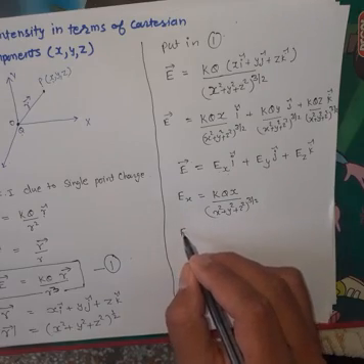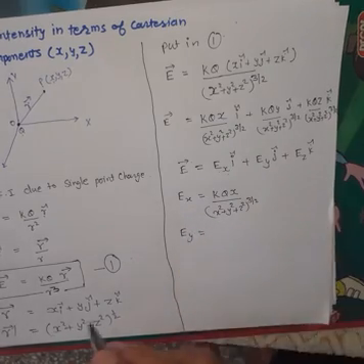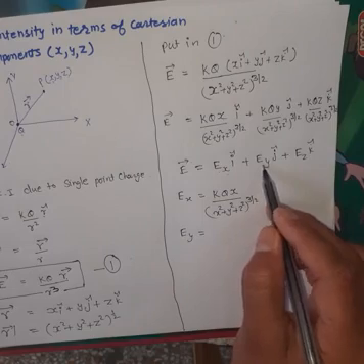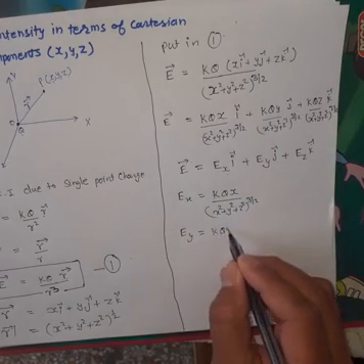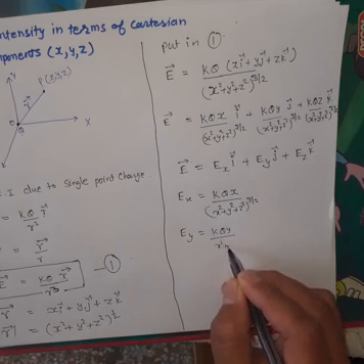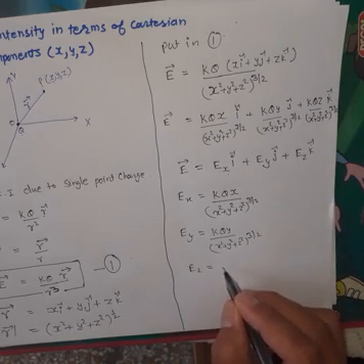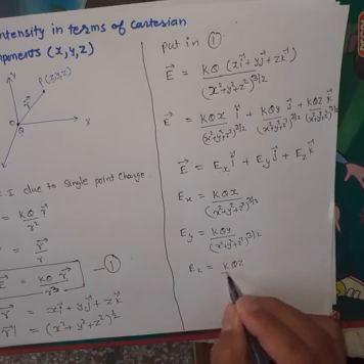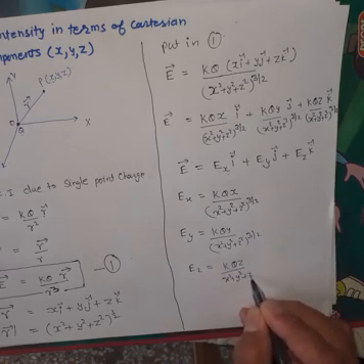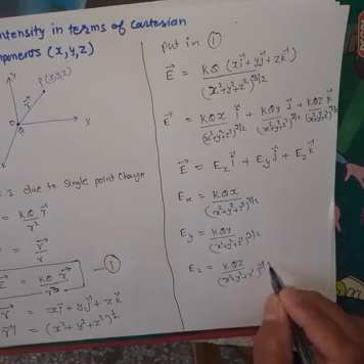And what is Ey in this formation? It is KQY upon (x square plus y square plus z square) whole to the power 3/2. And what is Ez there? It is KQZ upon (x square plus y square plus z square) to the power 3/2.